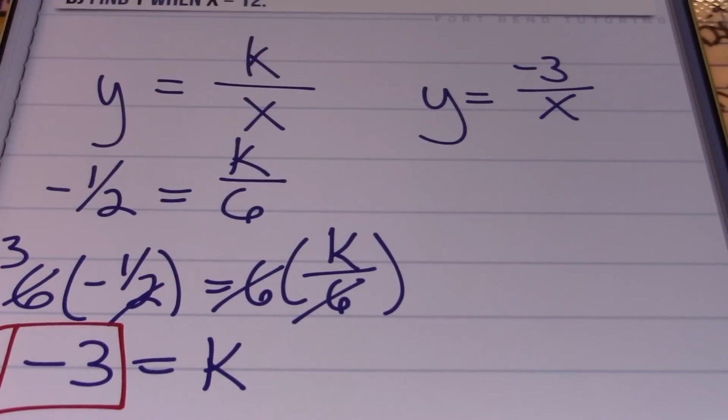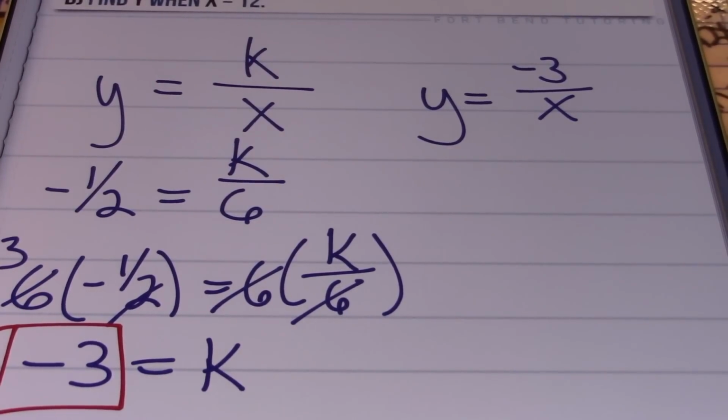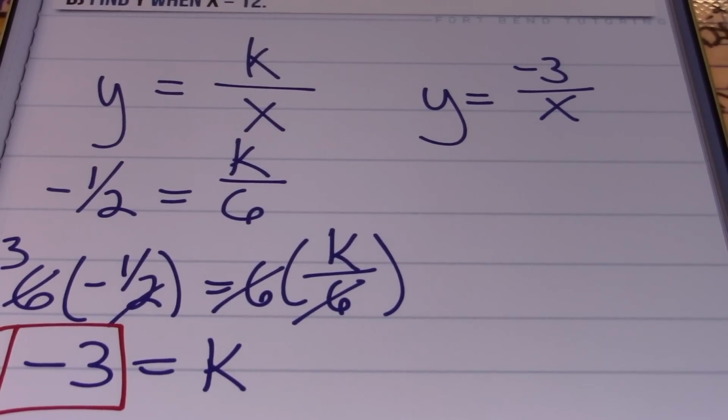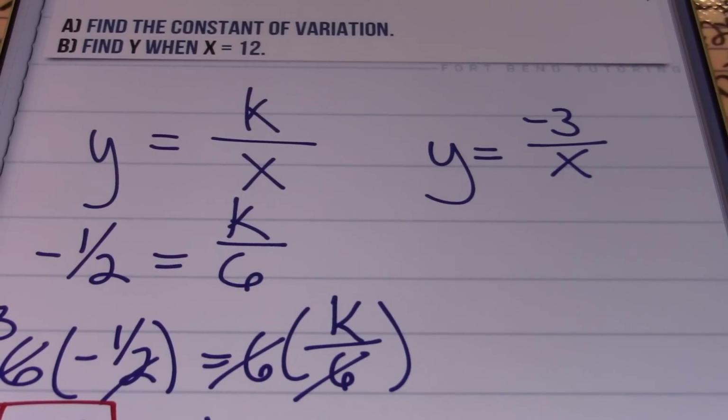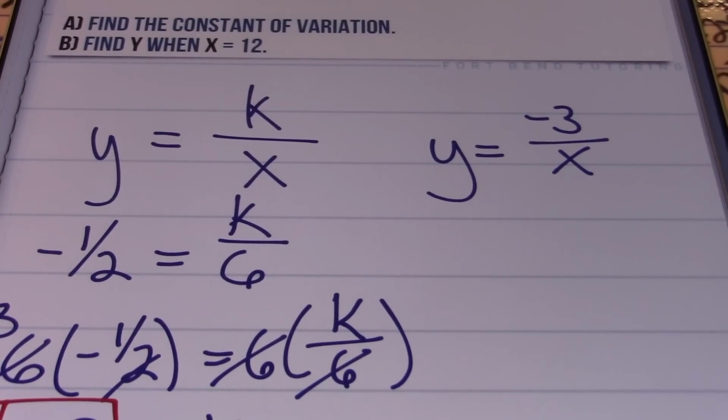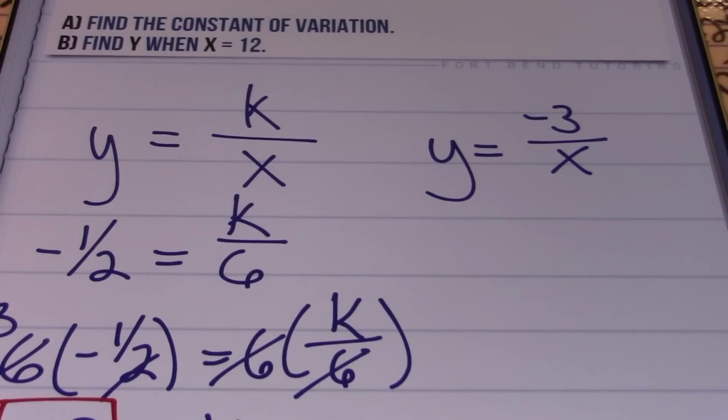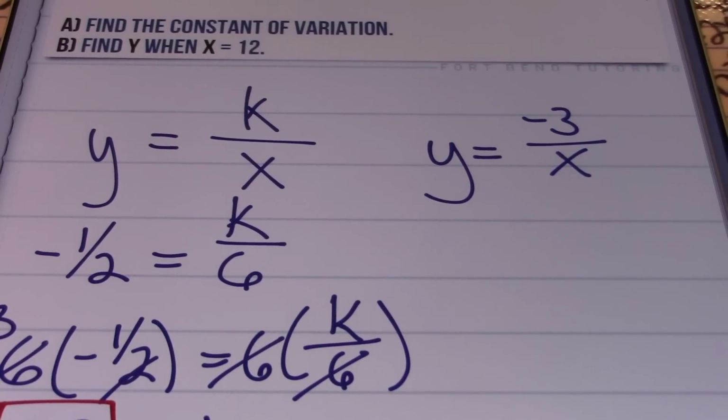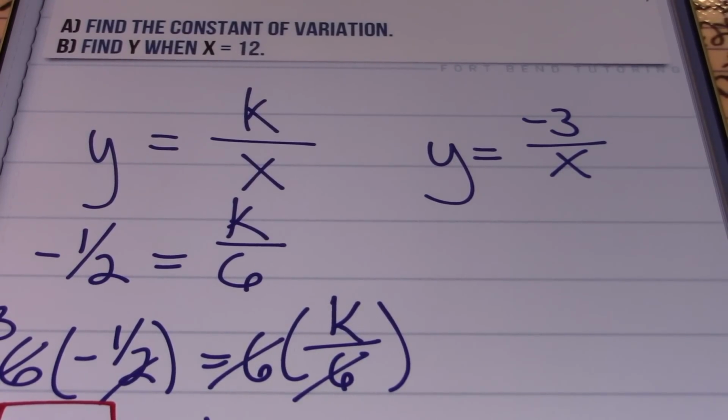And this is my variation equation, my inverse variation equation for problem number 1. And using this equation, I can go ahead and solve for part B, where they're asking me to find y when x equals 12. And all you have to do is substitute the value of x with the number 12 and simplify. It is that simple.